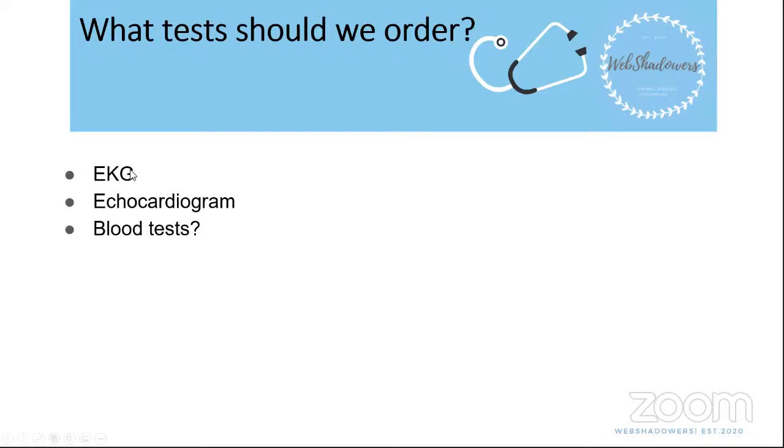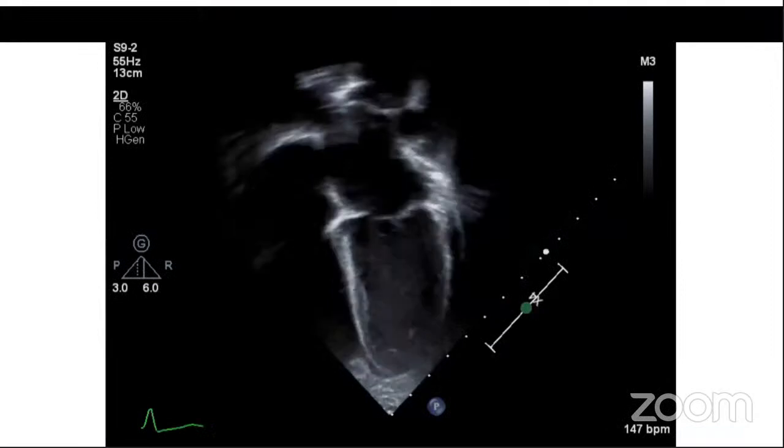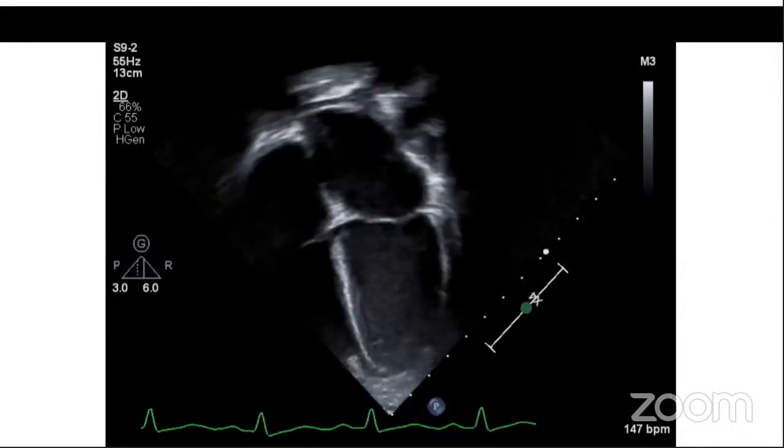So we're going to at least get an EKG and echocardiogram. You might consider some blood tests. Someone mentioned anemia, so you can check the hemoglobin level. You can check electrolytes as well. But this is the patient's EKG, or the echocardiogram, excuse me.